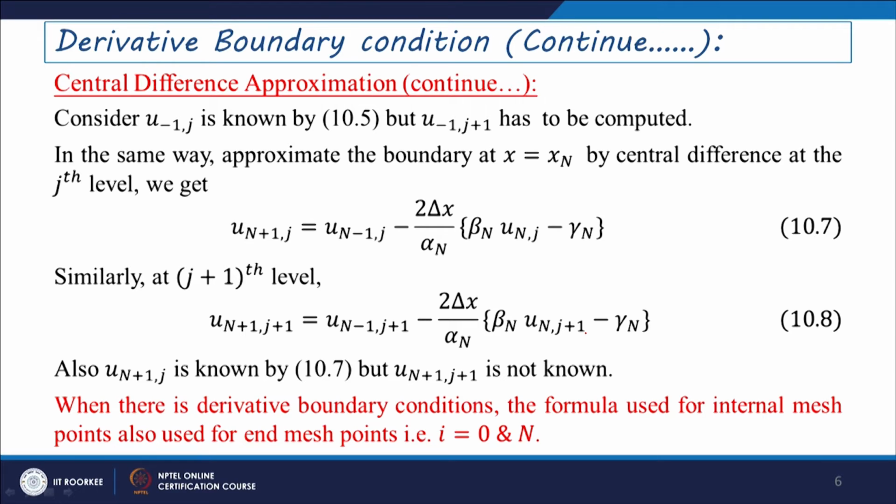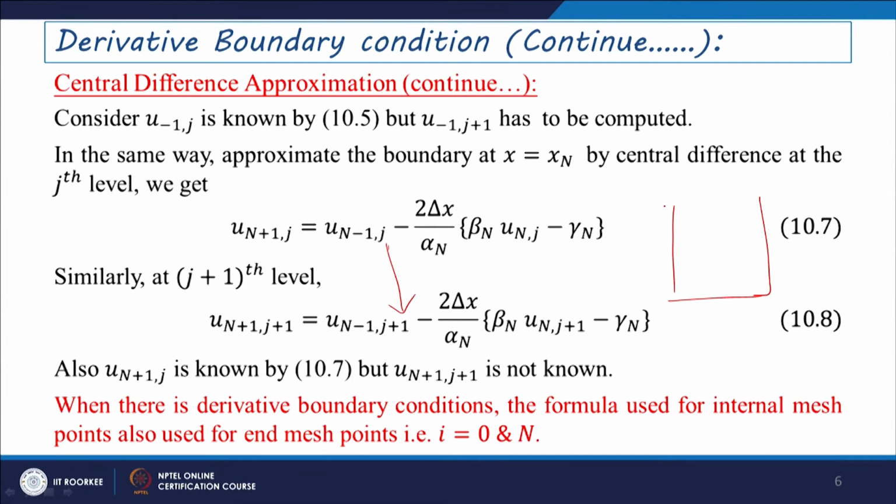And in the same way we can approximate this boundary condition at x equals x_n by central difference at the jth level, that is u_(n+1)^j is nothing but u_(n-1)^j minus 2 delta x by alpha_n times (beta_n u_n^j minus gamma_n) there. Similarly, since each of these time steps can be incremented one by one, it can be written for the j plus 1th level as u_(n-1)^(j+1) minus 2 delta x by alpha_n times (beta_n u_n^(j+1) minus gamma_n).